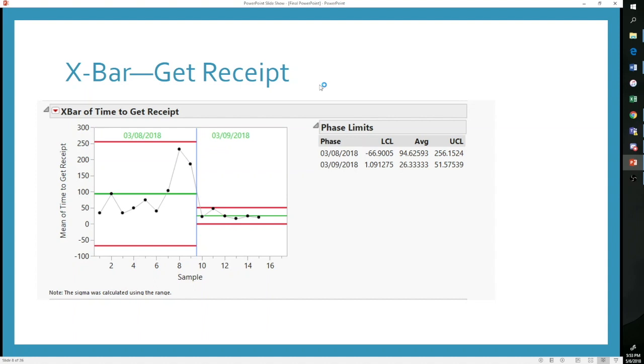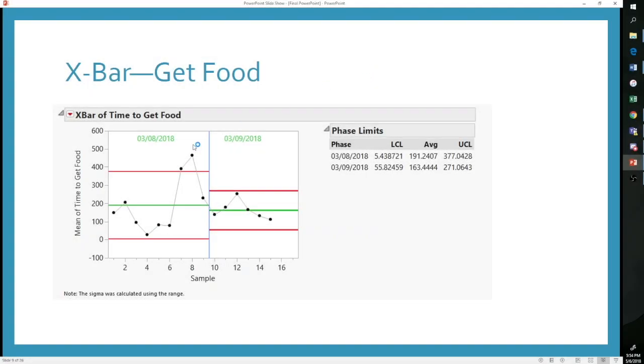Next, we'll talk about the X-bar chart to get the receipt on March 8th and March 9th, and all the data points are in control, but the average of March 8th is still much higher than March 9th. On the other hand, we see that March 8th has 2 data points that are higher than the upper control limit of the X-bar chart with the time to get food, while all the data points are in control for March 9th. And even though the average of March 8th is still higher than the average of March 9th, the difference is not as big as the one we talked about before.